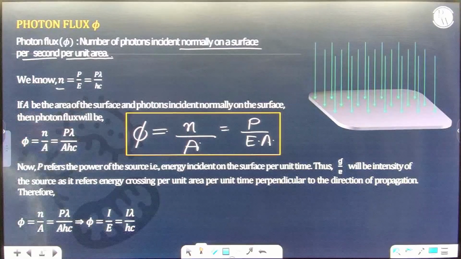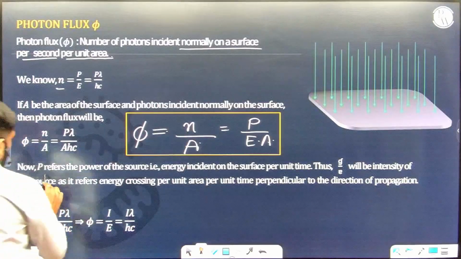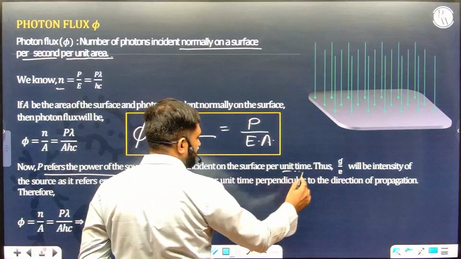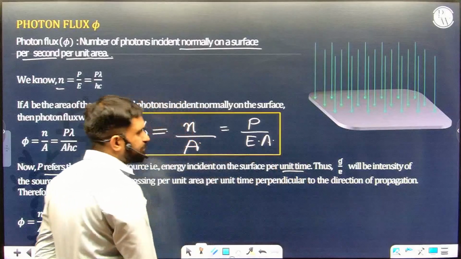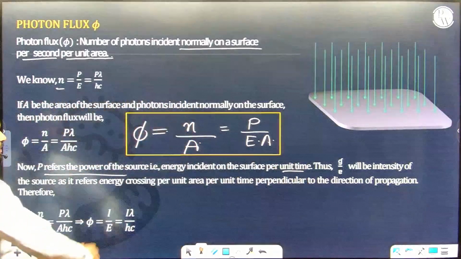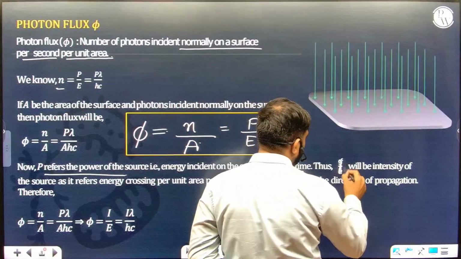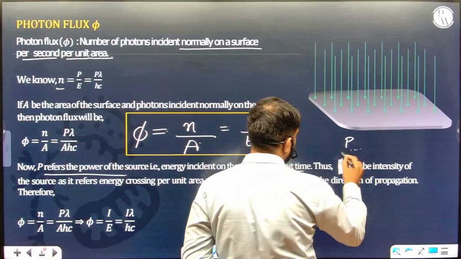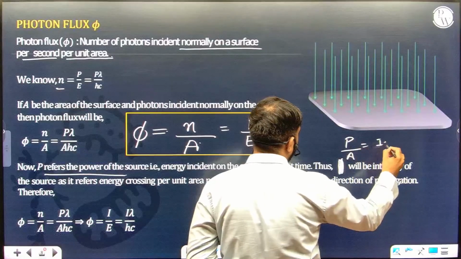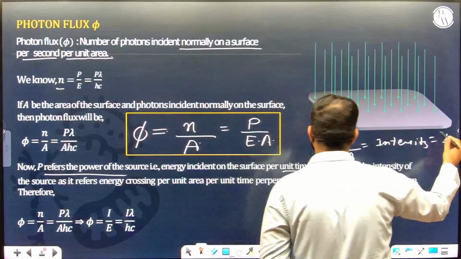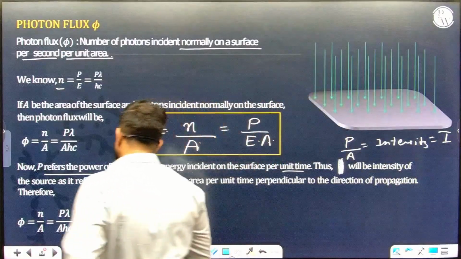Alright, here the P represents the power of the source. Absolutely right. The energy incident on the surface per unit time, that's the power of the source. And the power upon area will be written as the intensity. We know this thing, intensity. And if I write intensity as I, so power upon area is I.